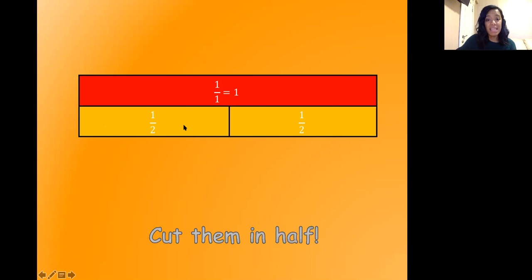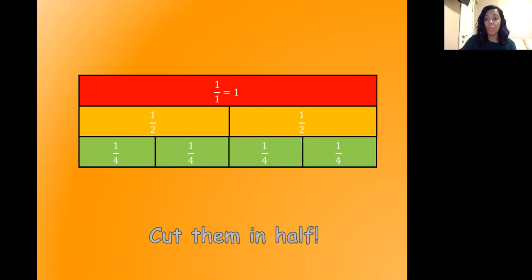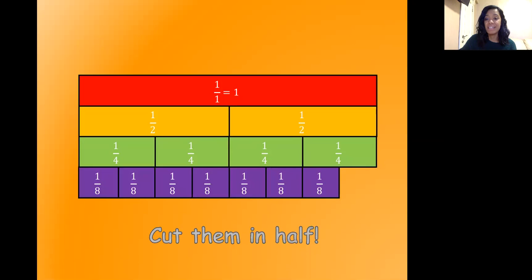Now I'm going to cut these 2 halves in half yet again, okay? So half, 1/4, 1/4, 1/4, 1/4, okay? Now this bar has 4 equal pieces. 1, 2, 3, 4, okay? But I can do it again. I can cut them in half and it becomes now 8. So we're gonna count out 8 pieces. 1, 2, 3, 4, 5, 6, 7, 8. All right, well done.